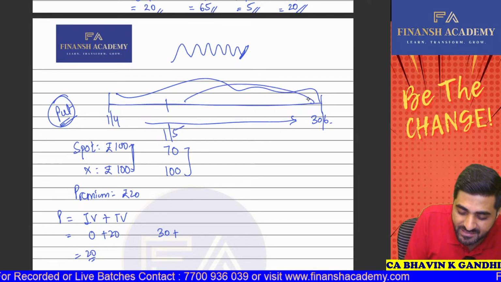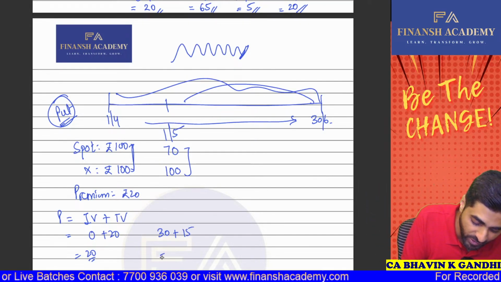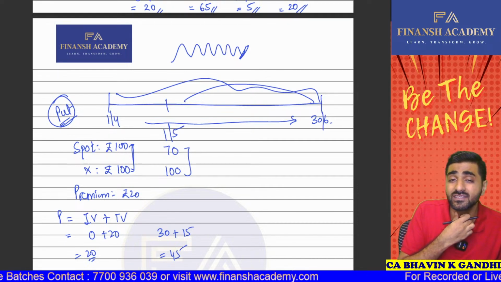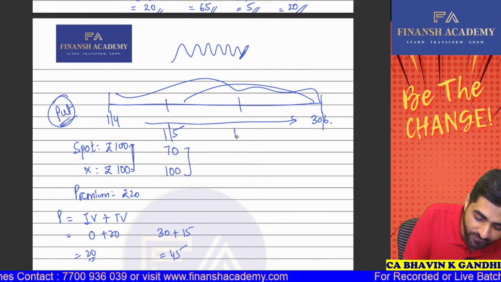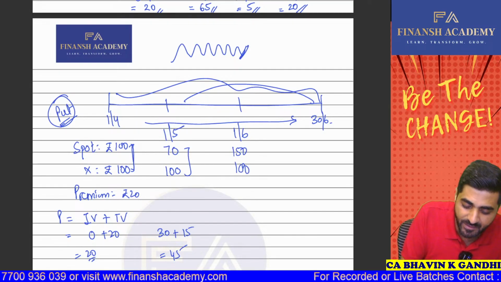Plus, the time limit is still there. There is still 2 months left for expiry. So let's say 15 rupees. So 45 rupees can be the premium. Also at the same time, let's say on 1st of June, now this price becomes 150. Okay, and the strike price is 100.